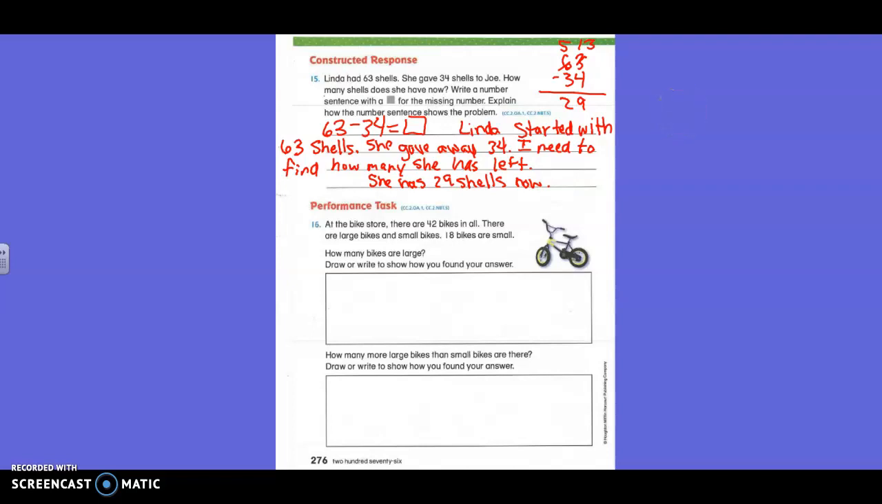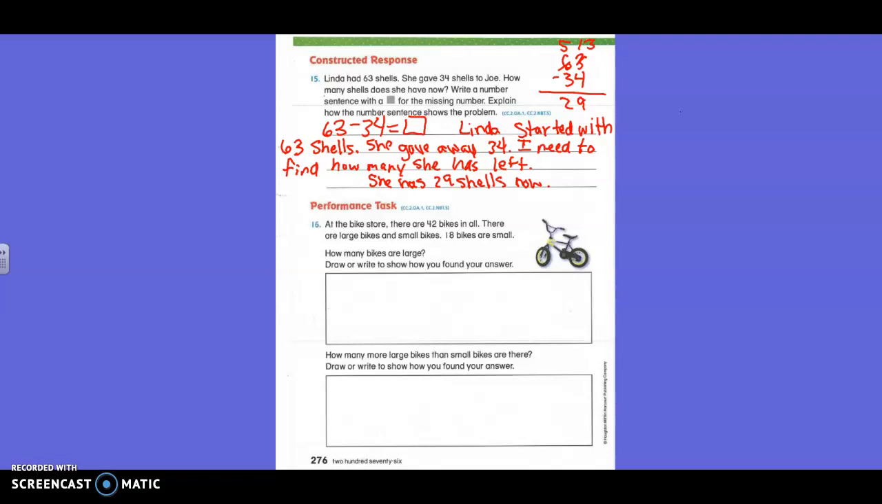Okay, number 16. Let's read the problem. At the bike store, there are 42 bikes in all. What does that mean? Total, right? In all means total. That's how many they have. It's going to be the biggest number. Okay? In all means it's going to be the biggest number. 42 is going to be the biggest number. There are 42 bikes in all.